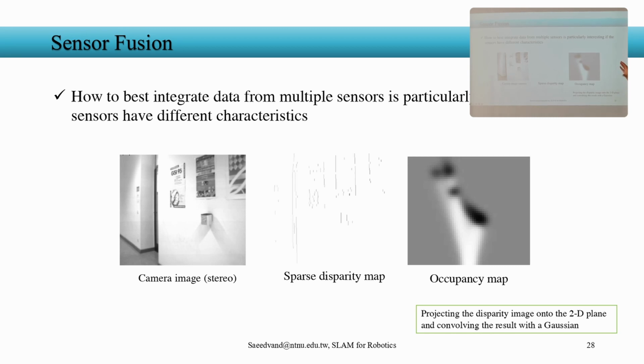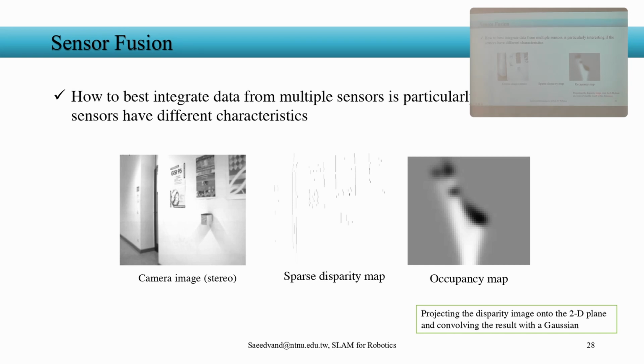So when you have a stereo camera, based on that stereo camera, you can bring it into the form of an occupancy grid map. One of the well-known techniques is that you have a camera image, then you create the sparse disparity map, then construct this by merging them into the probability form. So, do we have any important point here?